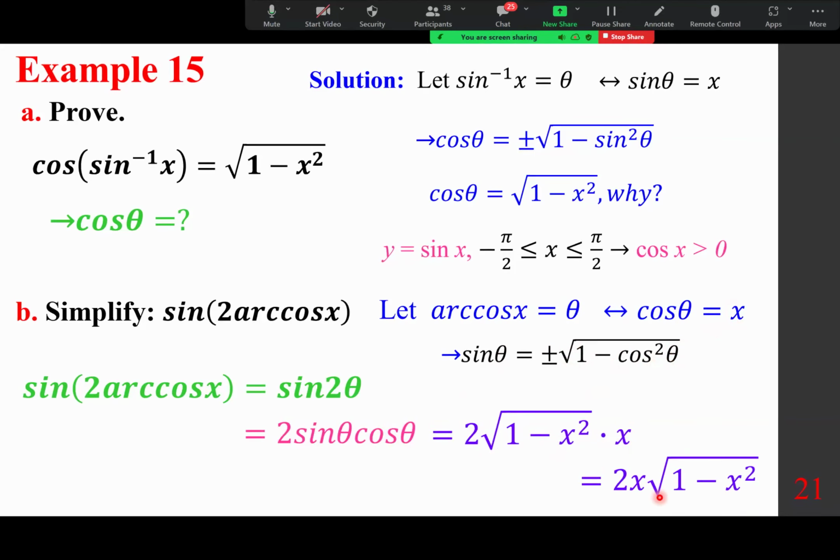Why did we choose the plus sign? Why not the negative sign? Because when y is equal to cosine x, we restrict the domain from 0 to pi in order to make it a 1-to-1 function, so it has an inverse. In the first and second quadrant, sine is positive. I hope they're coming back to us in case we forgot.